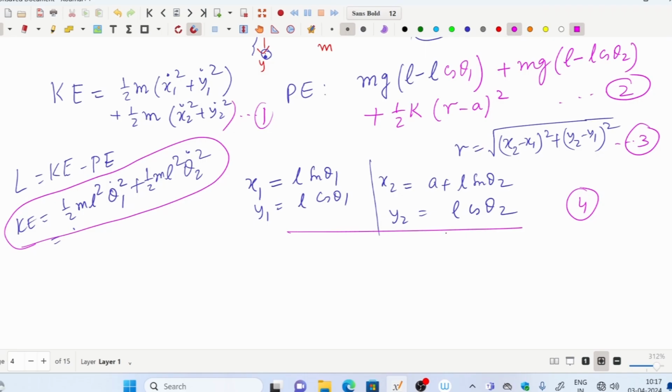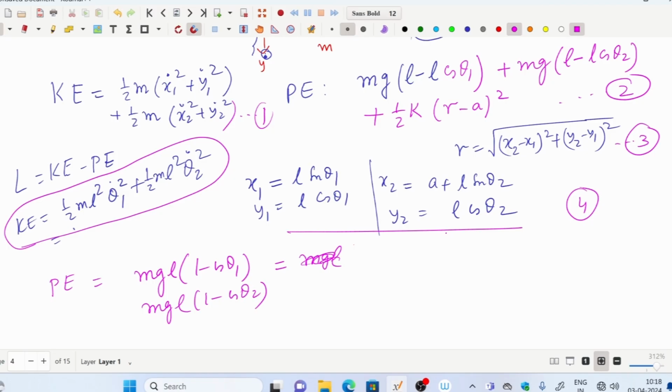Now, potential energy. Let us simplify: mg, if I take L common, 1 minus cos theta 1. Theta 1 and theta 2 are small, assuming so, we can have an approximation. So, this plus mg L 1 minus cos theta 2.